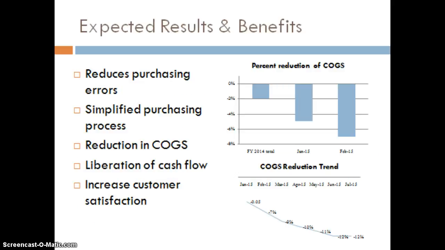As a result of implementing the new system, we should see the following benefits: reduction of purchasing errors, simplification of the purchasing process, reduction of cost of goods sold. On the right hand side, we have a graph that shows the percent reduction of the cost of goods sold just within 2 months of the implementation. It will drop to 6%, and trend analysis shows a further reduction of up to 12% within the next 6 months. The additional benefits are liberation of cash flow and increased customer satisfaction.